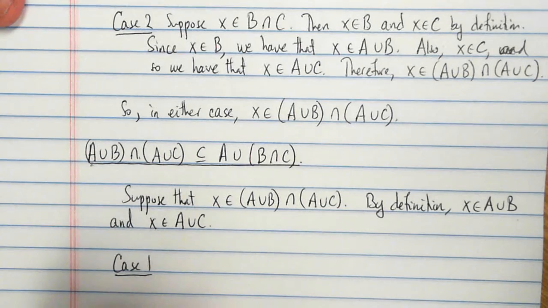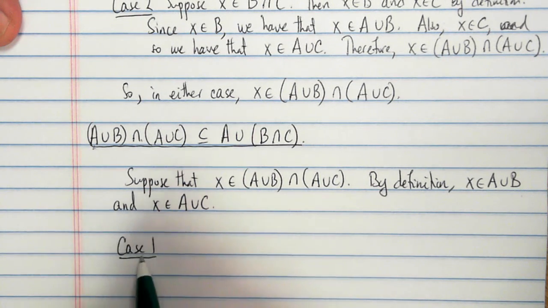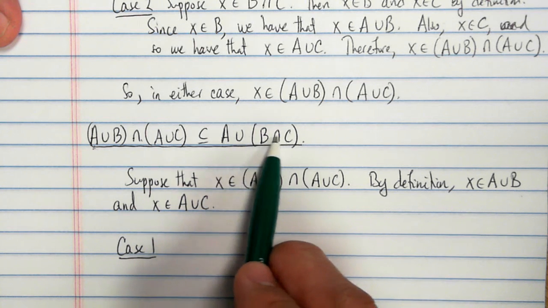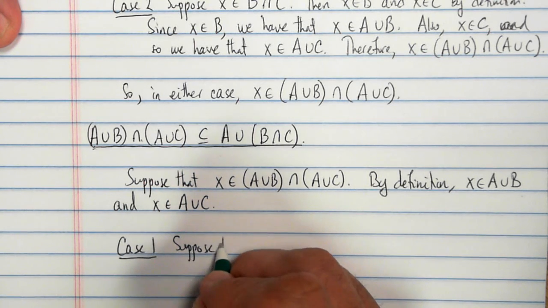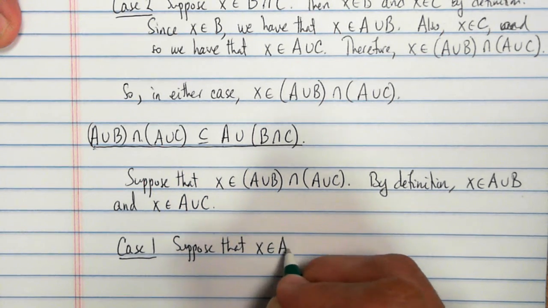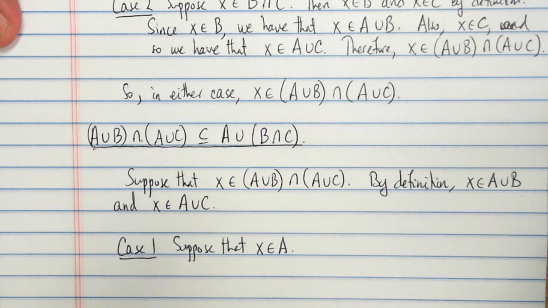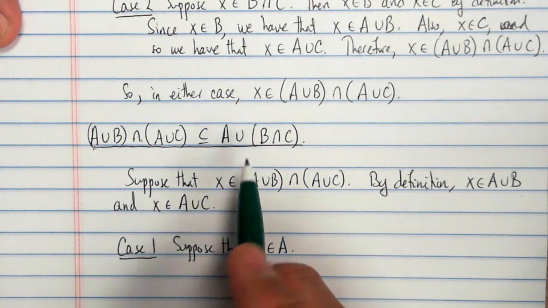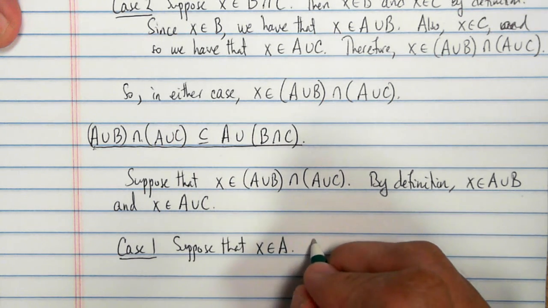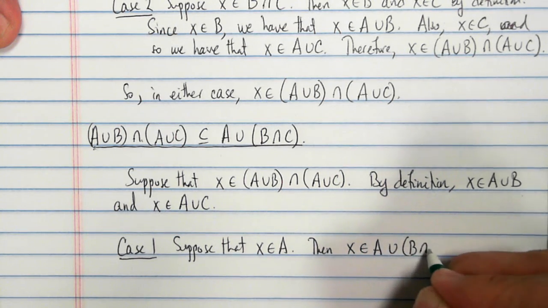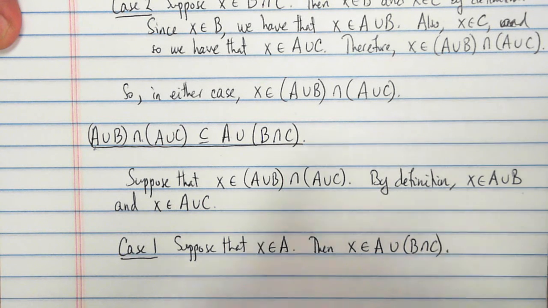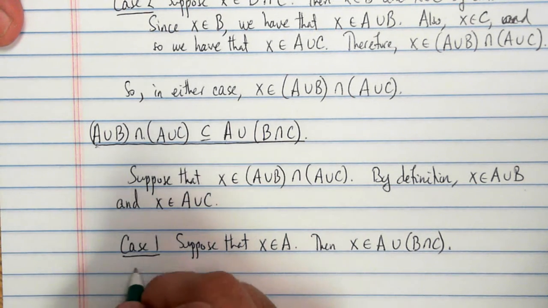The cases of this one are going to be a little bit different than the cases in the previous one. Case 1. I want to see if it's in this thing. So case 1, suppose that X is an element of A. If X happens to be an element of A, then clearly it's inside this union. Then X will also be an element of A union anything else. And so we're done. So that's the easy case. If X is an element of A, then clearly X will be an element of this right-hand side.